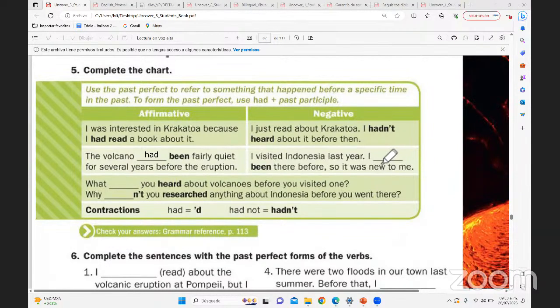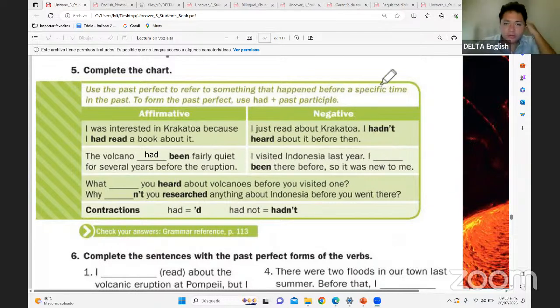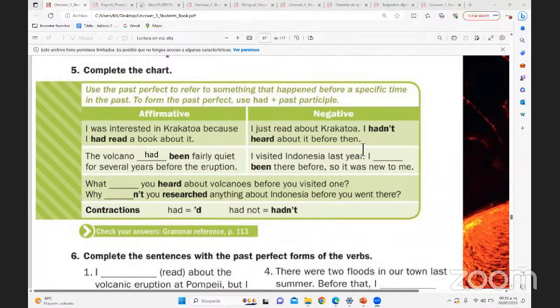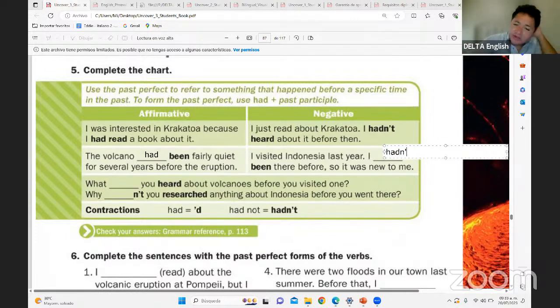I visited Indonesia last year. I hadn't been there before, so it was new to me. Exactly. I hadn't. Very well. So in the negative, we only hear the D, not like a hard D, but more like a soft R. Entonces, en vez de hadn't, intentamos decir como hadn't, right? I hadn't. I hadn't.